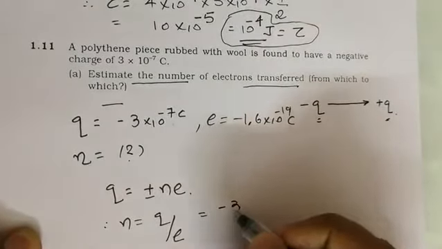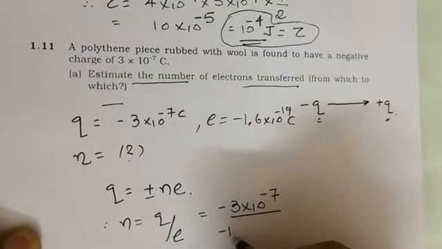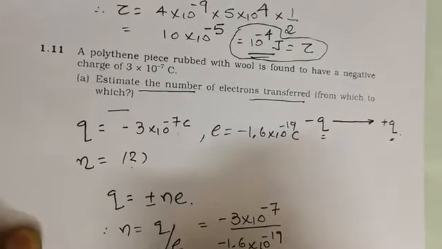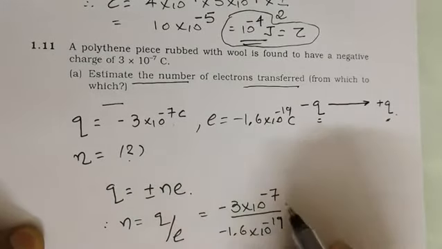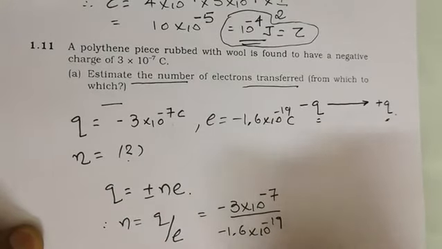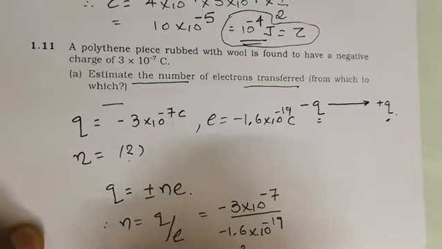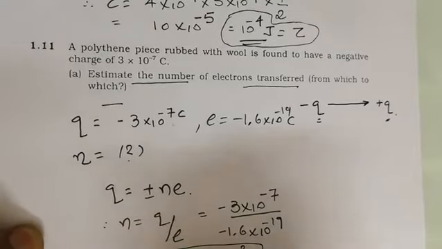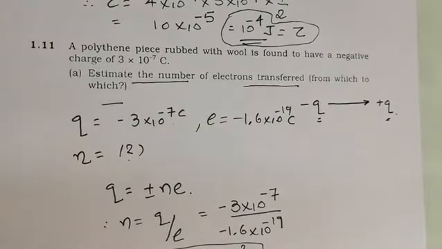Our Q is minus 3 × 10^-7 and our electron charge is 1.6 × 10^-19. So our number would be 1.875 × 10^12, since minus 7 minus minus 19 gives plus 12. A number does not contain any unit, so it is a unitless quantity. So this many negative charges will shift towards the positive charge.